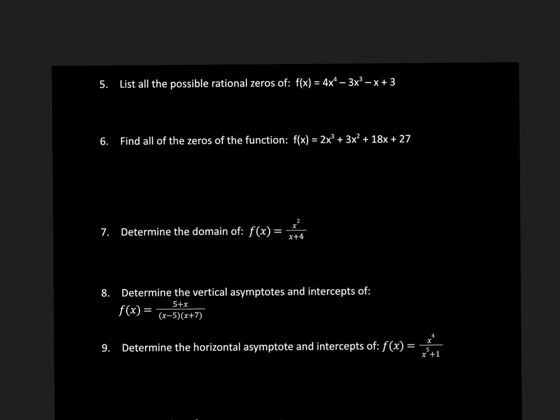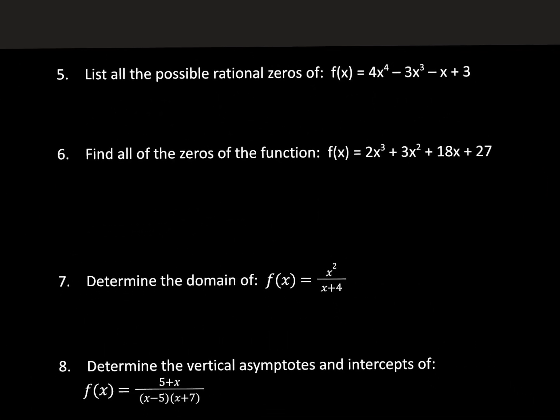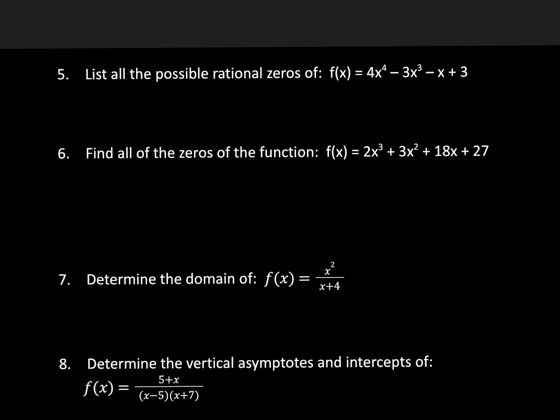Number 5, list all the possible rational zeros. Remember, the way you do the list is you take the factors of the last number and put them over the factors of the first. So the factors of 4 are 1, 2, and 4. The factors of 3 are 1 and 3. So I'm going to put 1 and 3 over 1. That looks like that. 1 and 3 over 2, which is 1/2 and 3/2. And then 1 and 3 over 4, 1/4, 3/4. So that's all you got to do on that one.